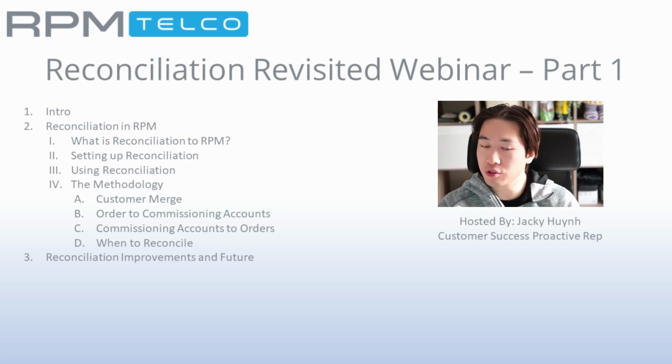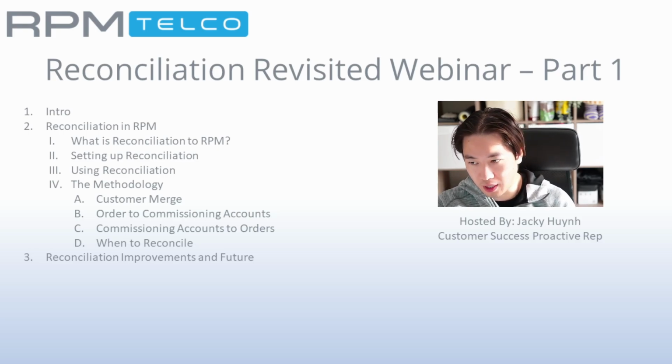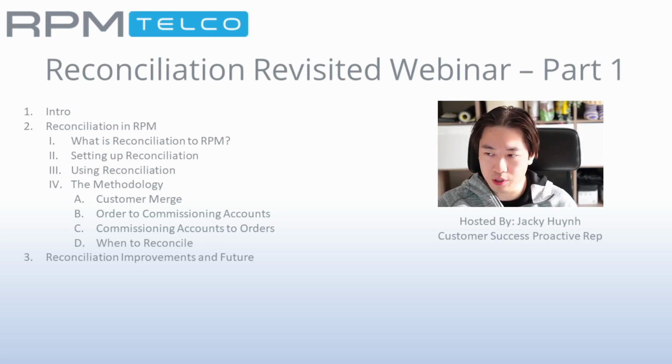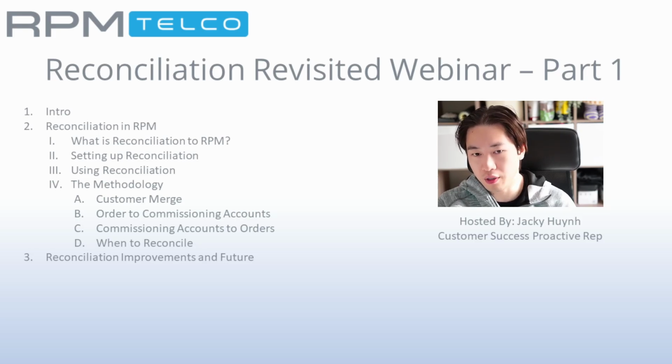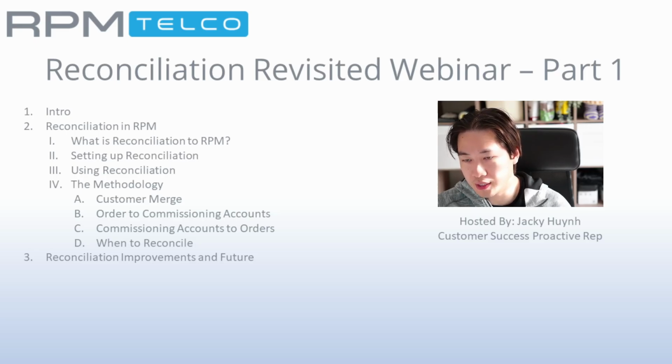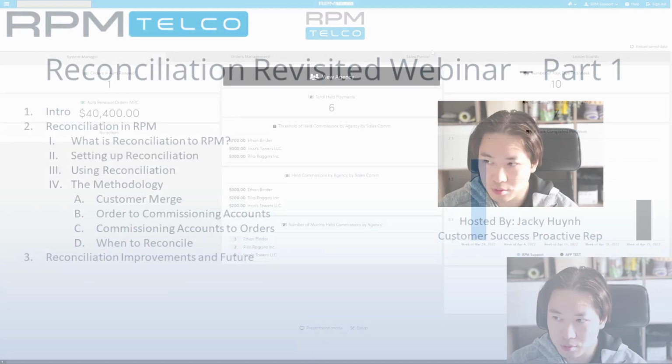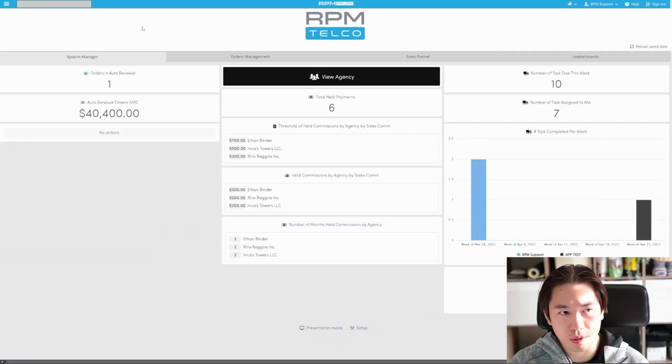But the feature itself in RPM, customer merge, we're just going to assume that you're doing everything in RPM: your orders are ported over, your commissions are in RPM. The customer merge methodology is the ability to combine multiple of the same or different customer names into the same customer name. So I'm going to be jumping into my RPM here to show you.